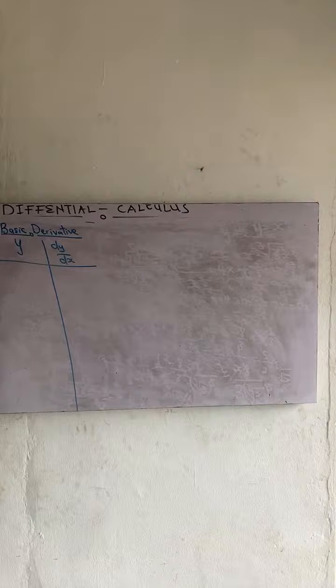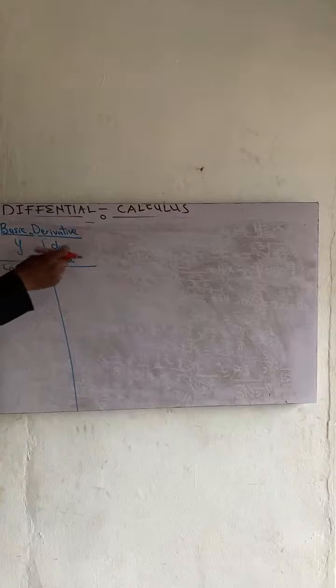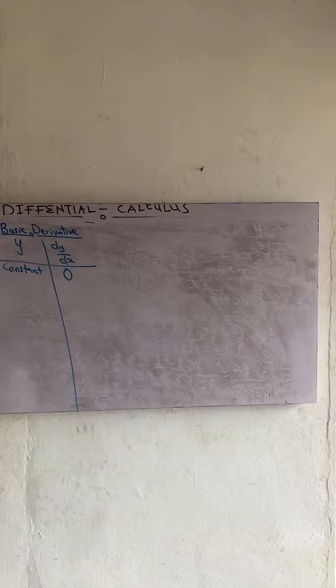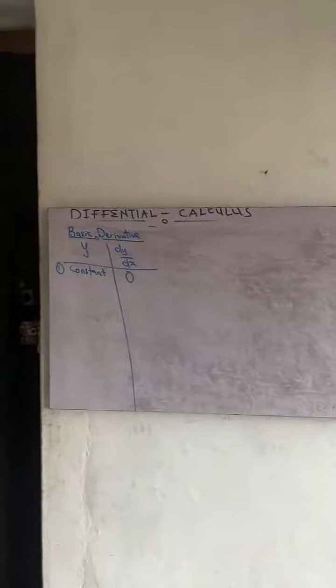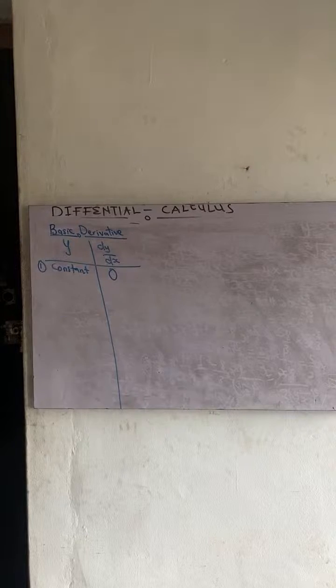The first one I'll be giving you today is that if y is a constant, the derivative of a constant number would always be 0. That is, the differentiation of any constant number would be 0. The differentiation of 1 would be 0. The differentiation of 2 would be 0, while the differentiation of 3 would also be 0. Okay? That's the first thing.